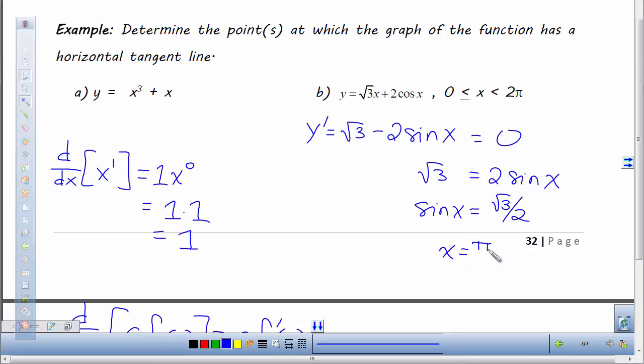Pi over 6 would be 30 degrees. So pi over 3 in the first quadrant. Which other quadrant is it going to happen in? Where else is sine positive? Second quadrant. So it's going to be at 2 pi over 3. So at those two places, we would expect to see a horizontal tangent line. Okay, questions about that?